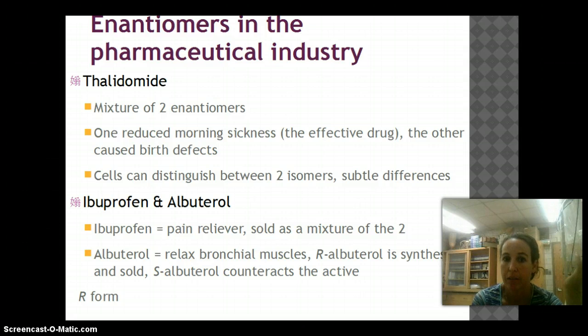And then ibuprofen and albuterol are also a mixture of enantiomers. So ibuprofen is a pain reliever, and that's sold as a mixture of the two. And then albuterol, which people with asthma take to relax their bronchial muscles. So if they have an inhaler, it's usually albuterol that's in it.